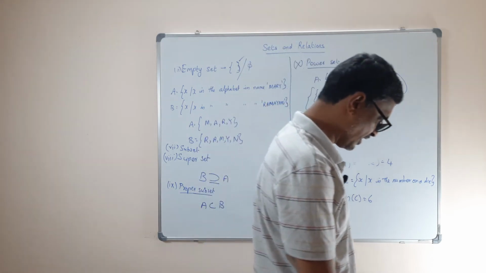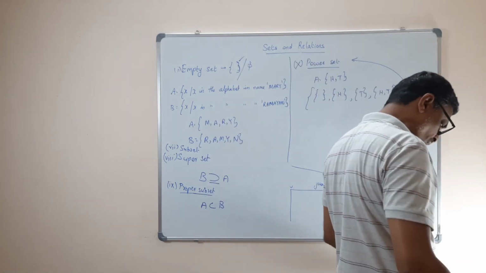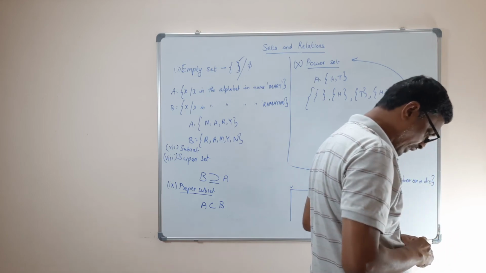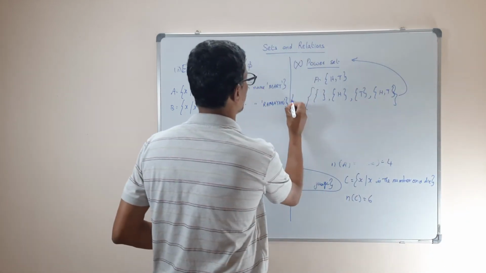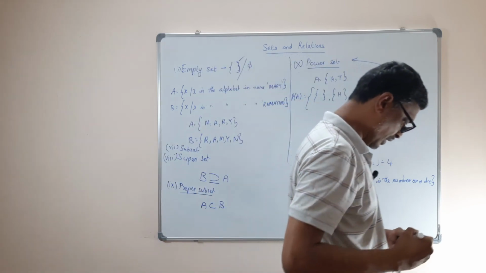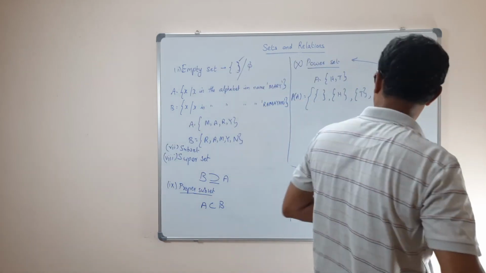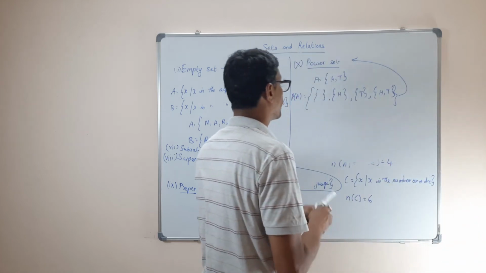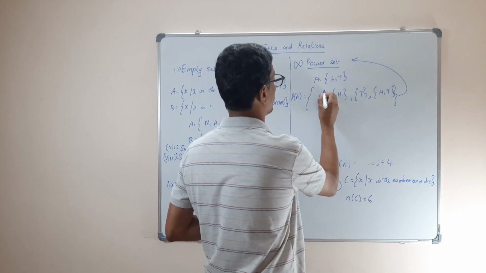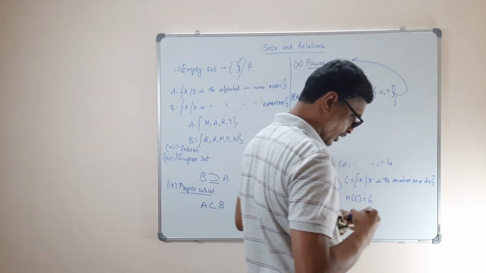You got it? So you can keep on doing like that. The symbol they have written is, for example, P of A. Either they write it as phi also. Okay, these are power sets.